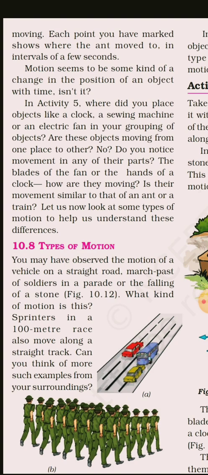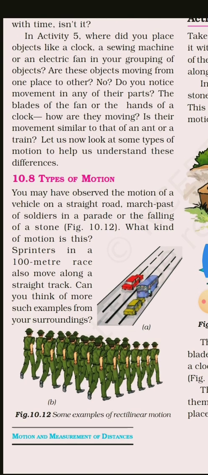Let us now look at some types of motion to help understand these differences. 10.8 Types of motion. You may have observed the motion of a vehicle on a straight road, the march past of soldiers in a parade, the falling of a stone. What kind of motion is this?